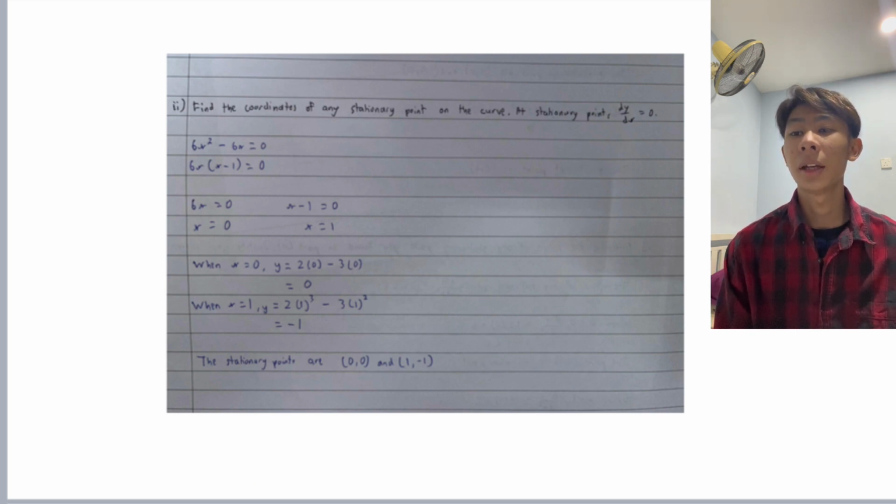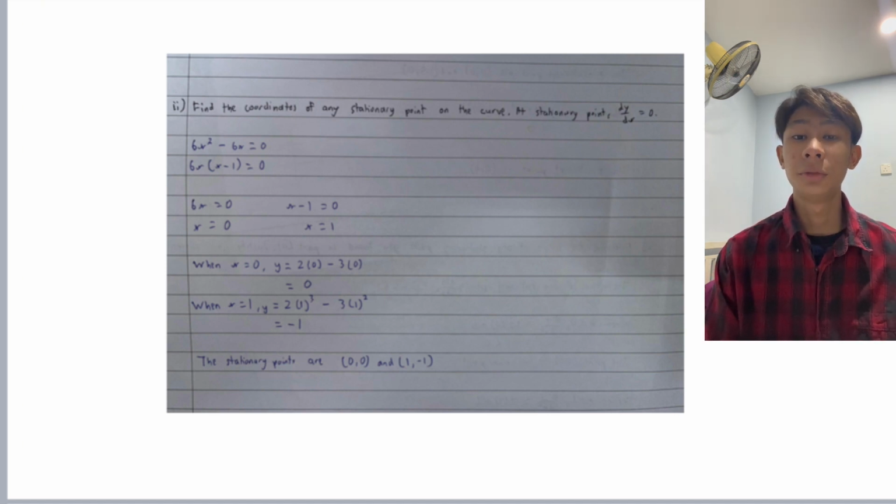So x1 is 0 and x2 is 1. So when x equal to 0, y equal to 2 times 0 minus 3 times 0, so 0 is the answer. When x equal to 1, y equal to 2 times 1 to the power of 3 minus 3 times 1 to the power of 2. So the answer is negative 1. So the stationary points are (0, 0) and (1, negative 1).